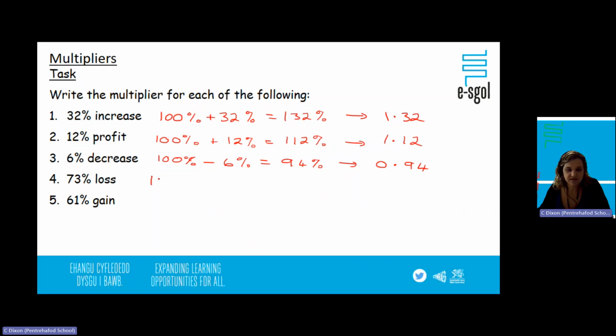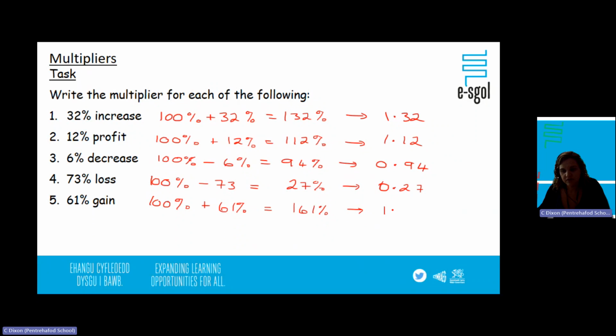73% loss, again, a loss is a decrease. So 100 take away 73. Okay, that's going to give you 27%. Divided by 100, 0.27 as a decimal, then a multiplier. And then the final one is a gain. A gain is an increase. So 100% add on 61. That's 161%. Okay, divided by 100, 1.61. Now, those are the things that we're going to need for the next task.